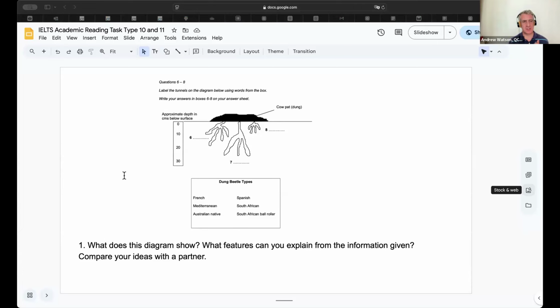So the purpose of this activity is to introduce task type, reading task type 10, which is analyzing a diagram, and we'll discuss the skills needed to find the missing information in the reading text.